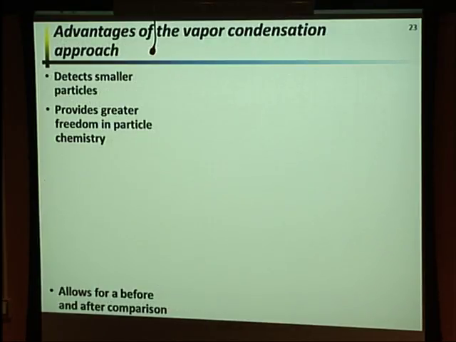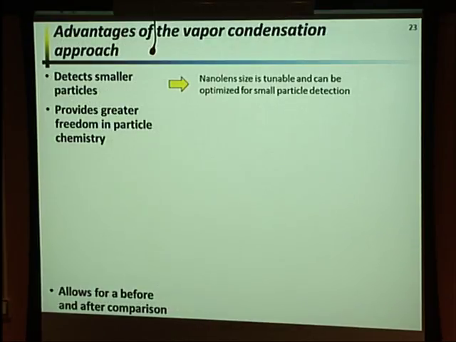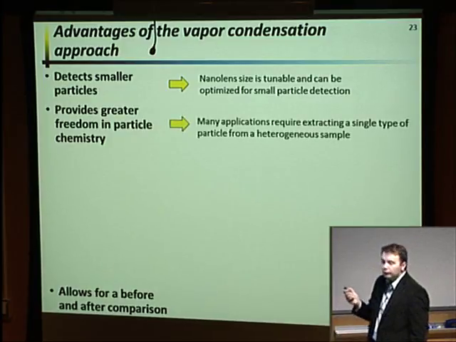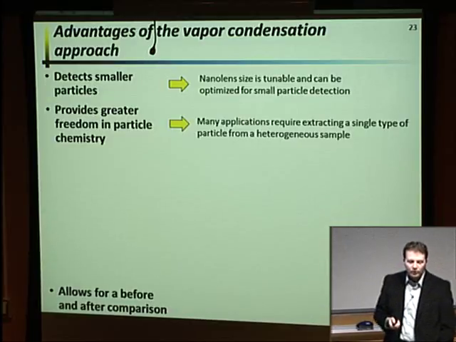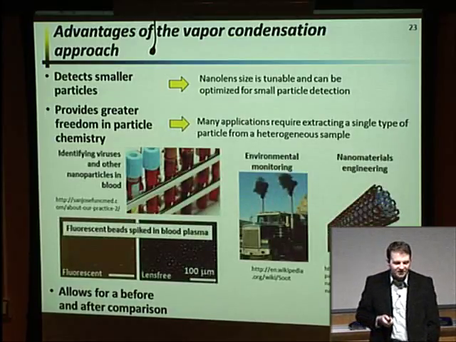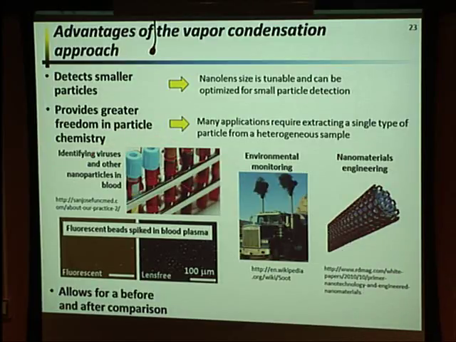The advantages of this vapor condensation approach are that we can detect smaller particles, and I'll show you those results, and we have greater freedom in terms of the particle chemistry. Many applications that we're trying to target require extracting a single type of particle from a heterogeneous sample. This could be identifying viruses and other nanoparticles in blood. You'll notice here that we did an experiment where we spiked fluorescent beads into blood plasma. If you look carefully, we're able to detect these fluorescent beads using our lens-free approach. But there are also a lot of other things, like small protein molecules forming clusters, that are around this 100 nanometer size scale.